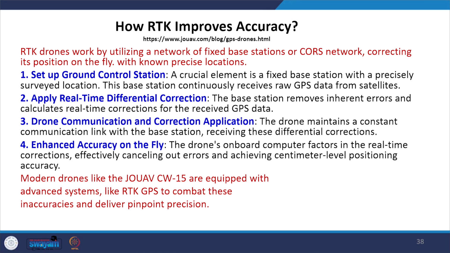So this RTK will improve the accuracy, and this slide shows how we can actually improve the accuracy by setting up the ground control station. We apply the real time differential corrections to our measurements, drone communication and correction applications apply, and we get the enhanced accuracy in on the fly mode. So that is how the RTK will improve the accuracy to the centimeter level.